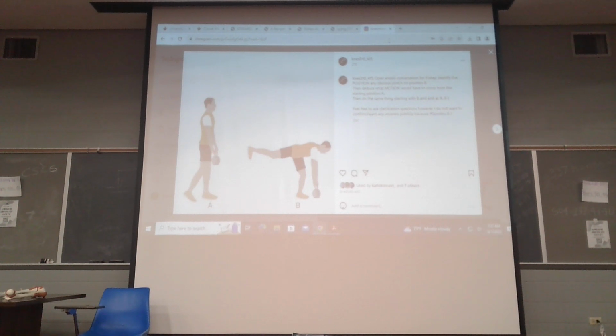Any questions about this before I go on to the next clarification? Yes, ma'am. You said shoulder flex, left hip flex, and right hip just anatomical? Or what would you say? I'd say the right hip didn't move. Okay.